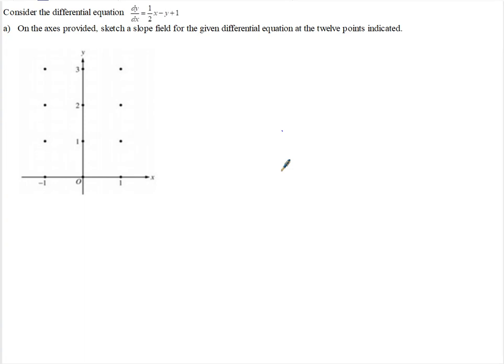These are the notes for AP Calculus on the topic of slope fields continued. So we've got our differential equation. This is what the derivative dy/dx equals. And it says on the axis provided, sketch a slope field for the given differential equation at the 12 points indicated.